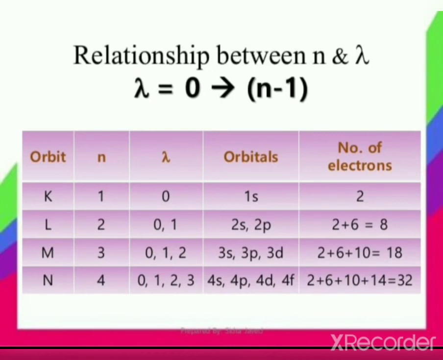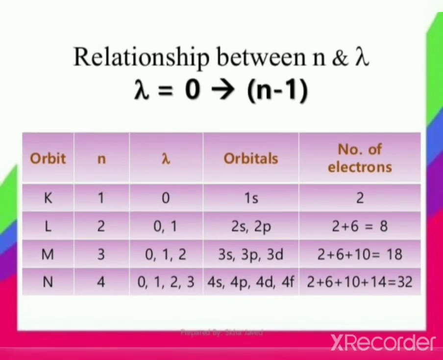Next, consider 2p. How many 2p orbitals are there? 3 orbitals. Which are they? 2px, 2py and 2pz. And each of them can accommodate 2 electrons. Therefore, total number of electrons from 2p will be 2 into 3, which is equal to 6 electrons. Thus, from 2s we get 2 electrons and from 2p we get 6 electrons. That makes a total of 8 electrons in L shell.